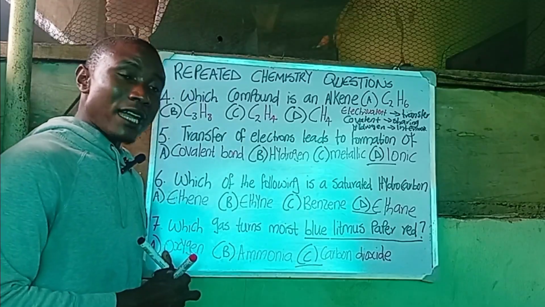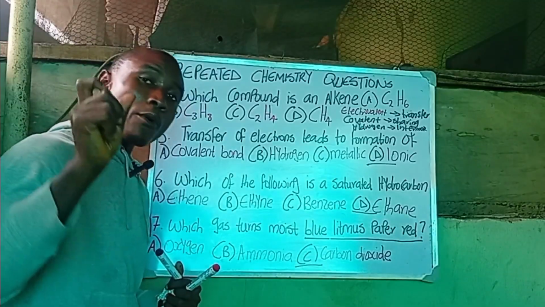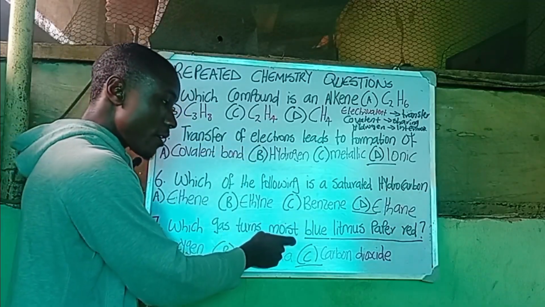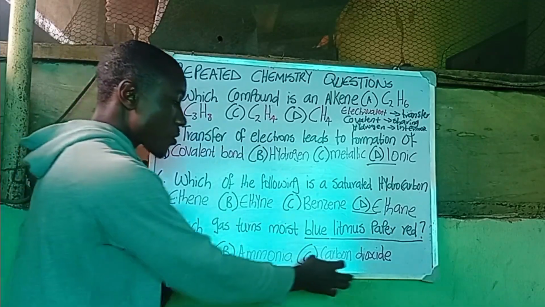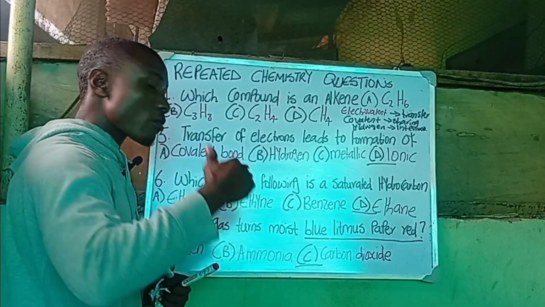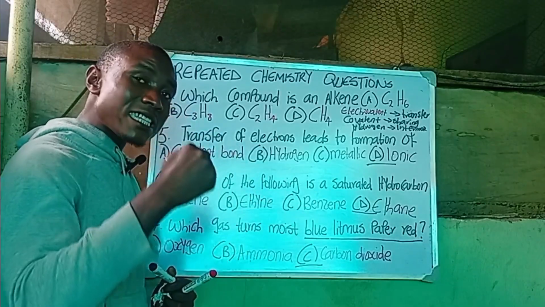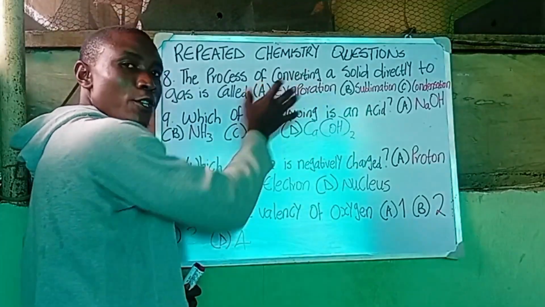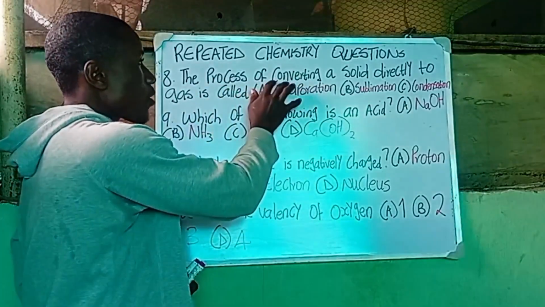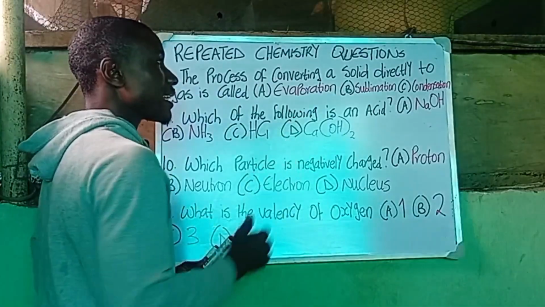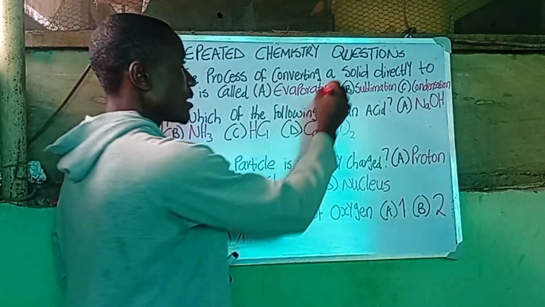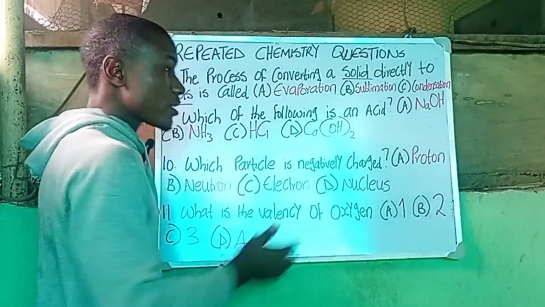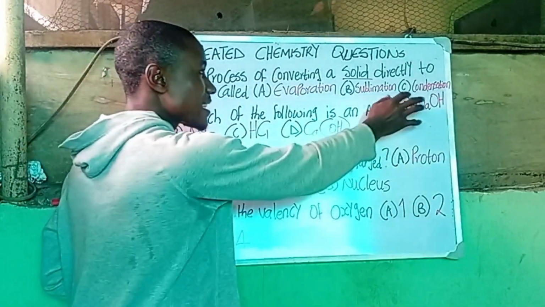Carbon dioxide dissolves in water to give us carbonic acid, because you see moist means dissolved in water. Carbonic acid is an acid, and we all know that an acid turns blue litmus paper red. Question number 8 is, the process of converting a solid directly to gaseous state is called A, evaporation, B, sublimation, and C, condensation.